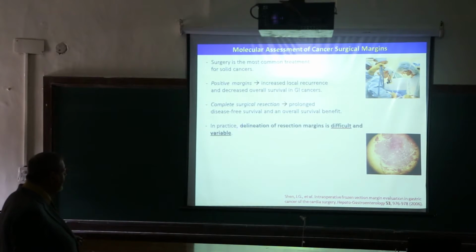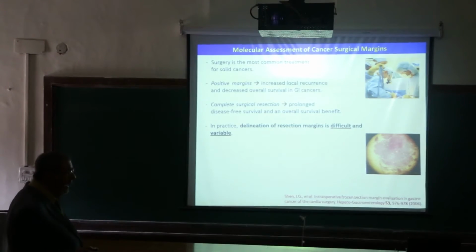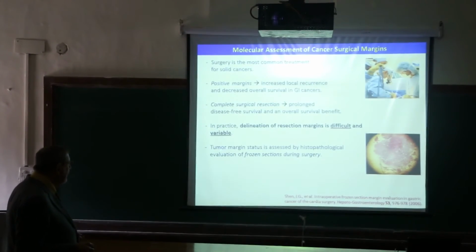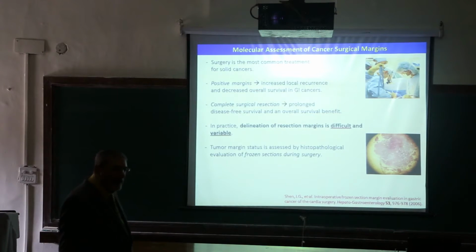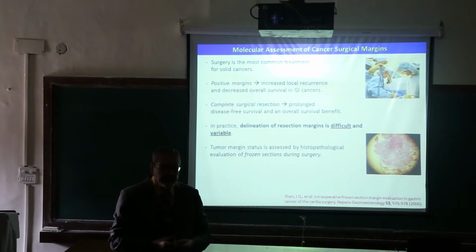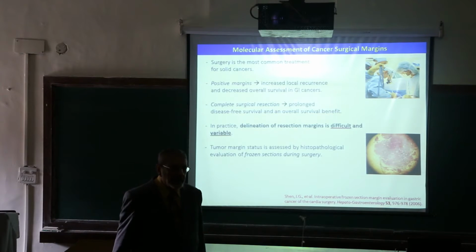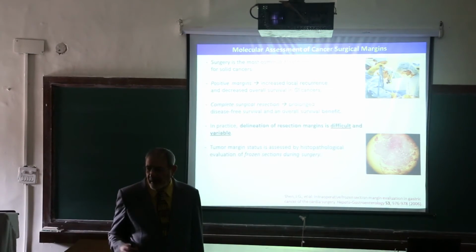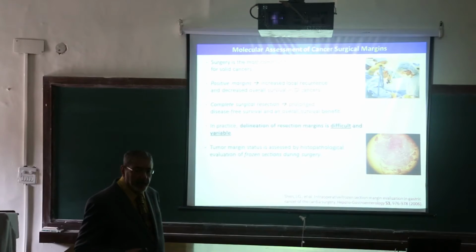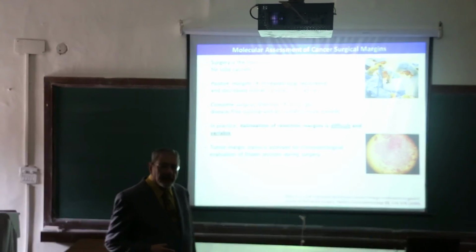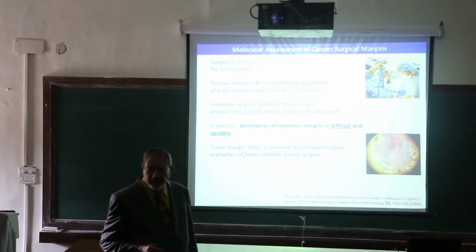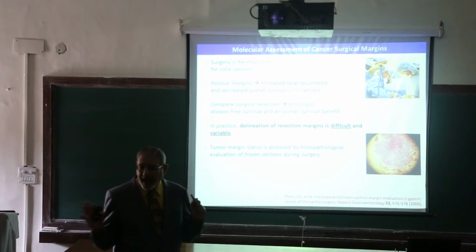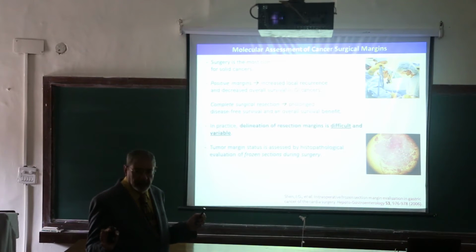Now, in practice, how do you do this? The delineation of the resection margins is actually difficult and variable, and I'm going to try to show you why. What are the techniques that people use? They take a slice and hand it to the pathologist. The pathologist freezes it and stains it with some chemicals, then looks at it under a microscope and tells the surgeon: more to the left, or keep going, or stop, you're now finished. It's very important.